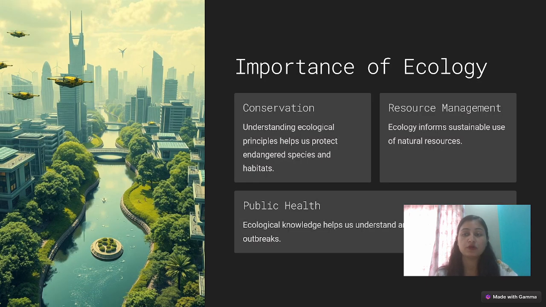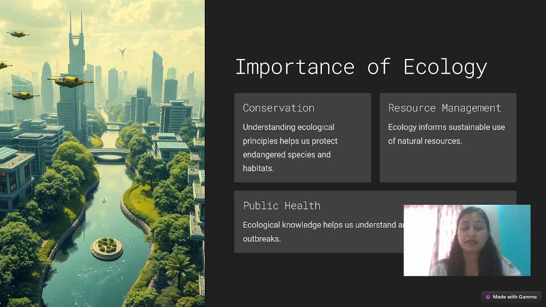So what is the importance of ecology? Why is ecology important? Is it just an academic pursuit, or does it have real-world implications for our health and well-being? Ecology helps us with conservation, resource management, and public health. Conservation: understanding ecological principles helps us to protect endangered species and habitats. Resource management: ecology informs the sustainable use of natural resources.